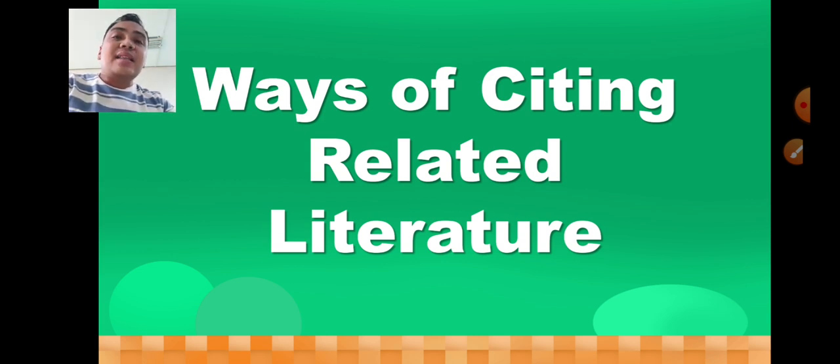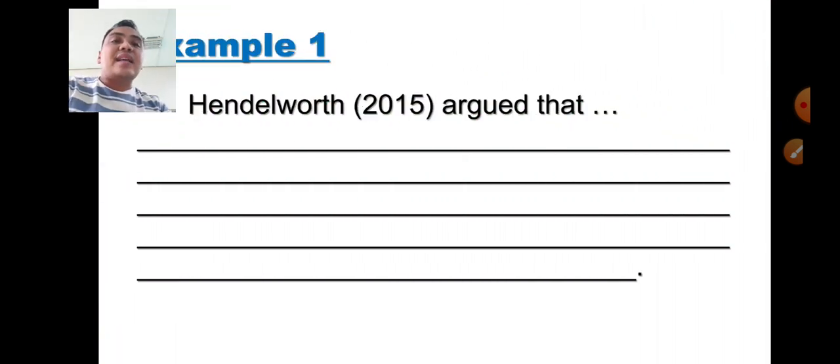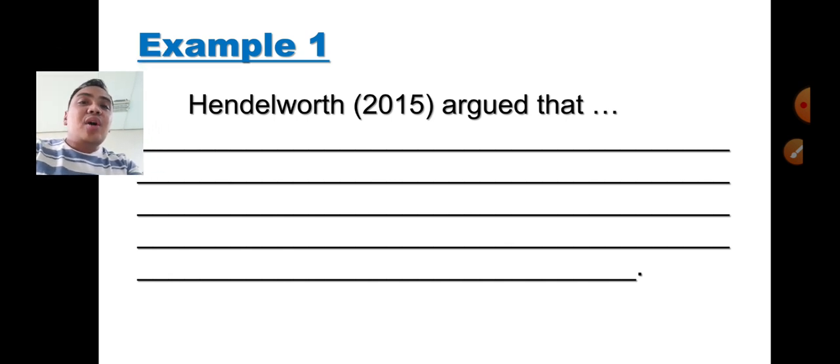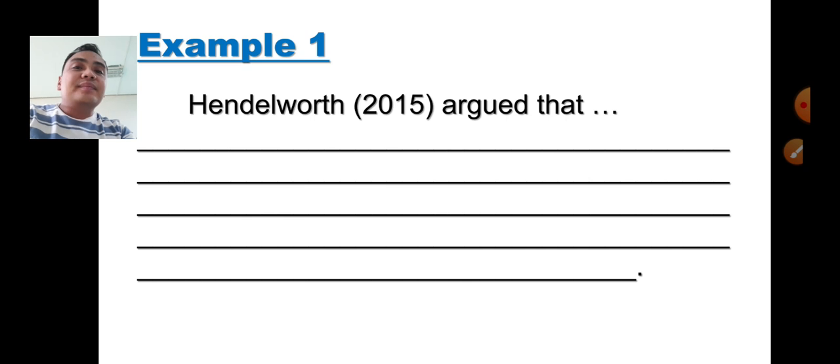So for the second part of our topic, did you know that there are two types of in-text citation under APA style? There are two types of in-text citation, and these are the ways of citing related literature. So let's identify and differentiate these two types of in-text citation. Take a look at the first example. So what can you say about the location of the in-text citation?